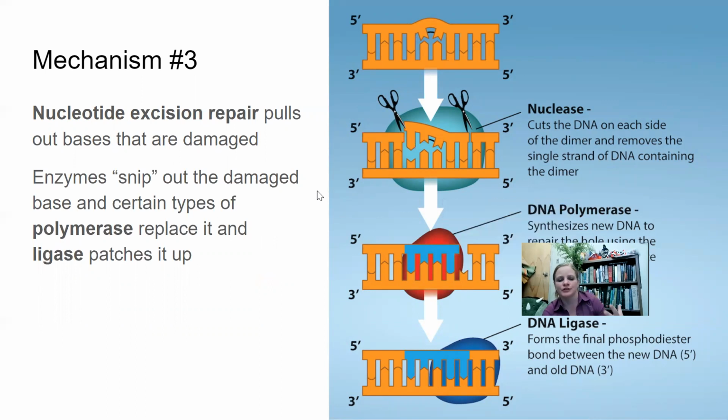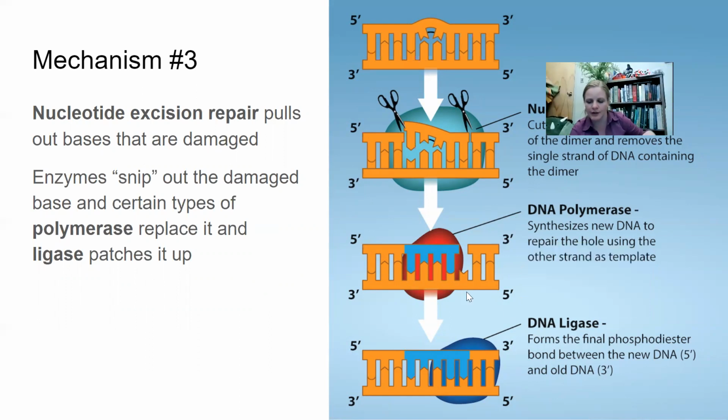Oh, so if the bases are damaged and they're not pairing up properly, we want to get rid of those. And so these nuclease enzymes actually snip out that portion of the DNA where they have that damaged base pair. And then a different kind of polymerase can come back in and repair that hole using this other strand as a template, right? And then ligase comes in and makes sure everything's all nice and attached and snipped up properly, and then off we go.